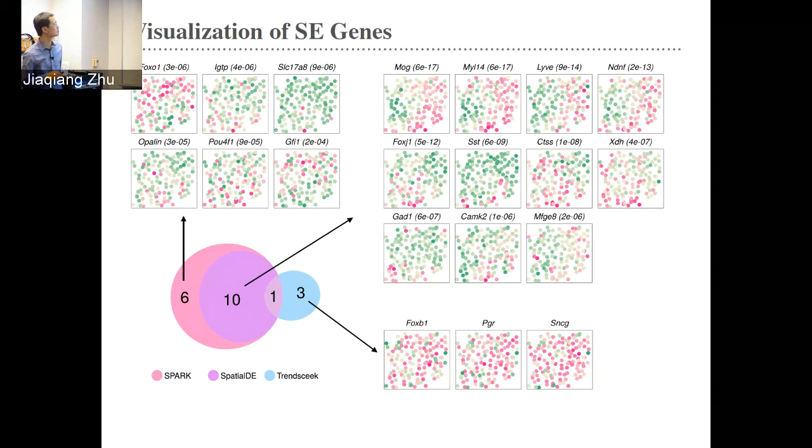So we can see that the gene expression patterns for the SE genes identified by our SPARK or SpatialDE show clear patterns, but for the three genes only identified by trendsceek, it seems like the expression of those genes is uniform in all the cells.